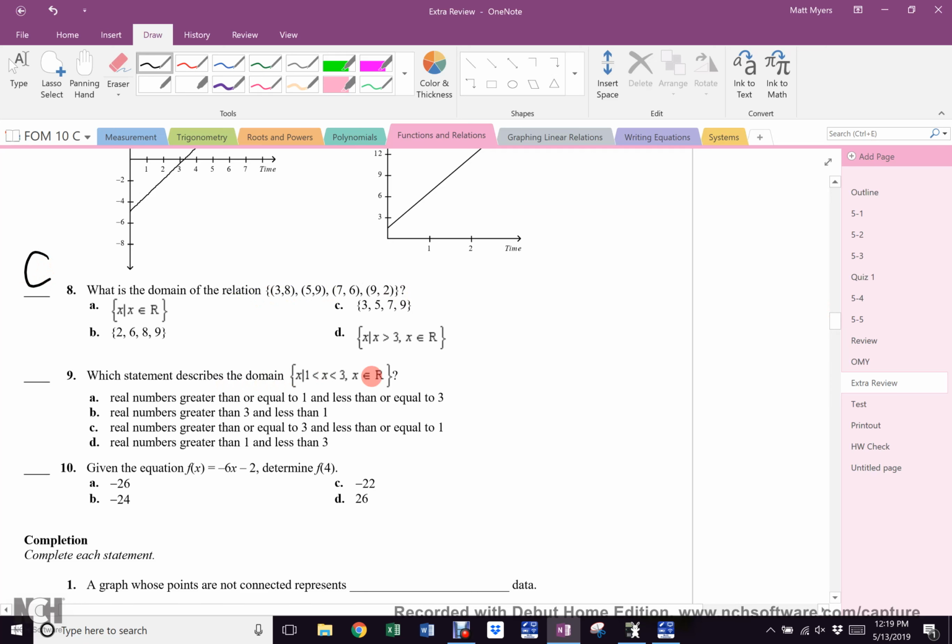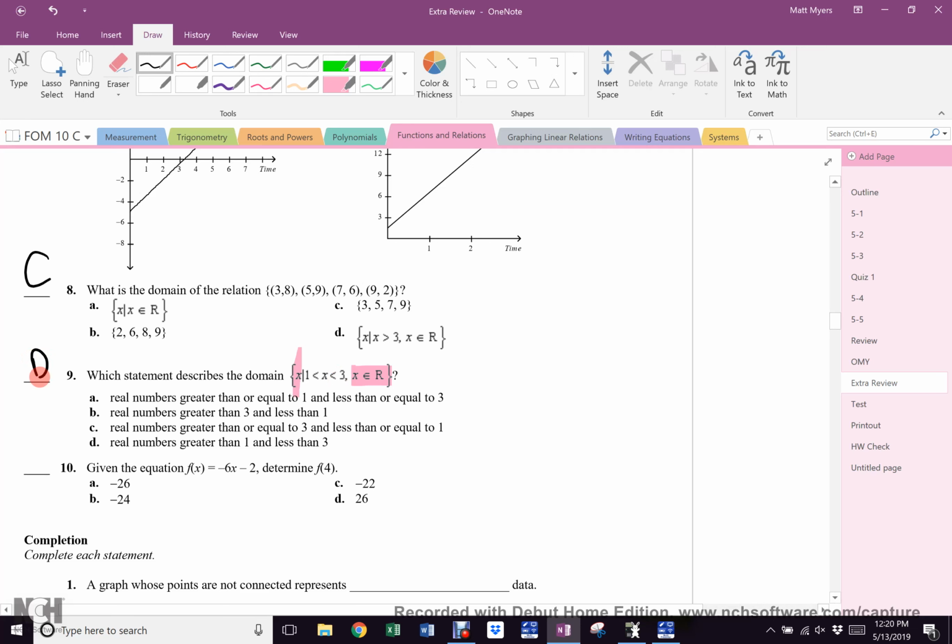Which statement describes this? This tells me it's all the real numbers, yes? This tells me that my domain is X's. So it's not a real life situation, it's just numbers. This tells me, can X be 1? No. Can X be 3? No. So it's the real numbers greater than 1 and less than 3, which is D.